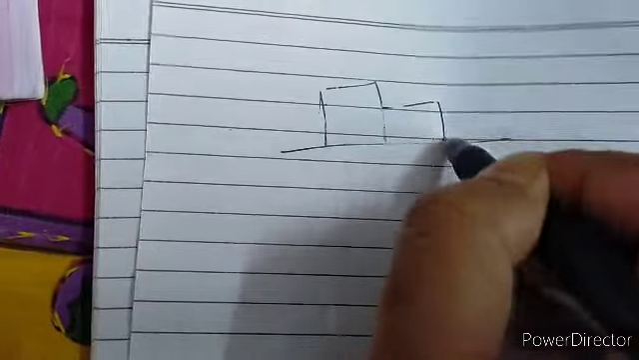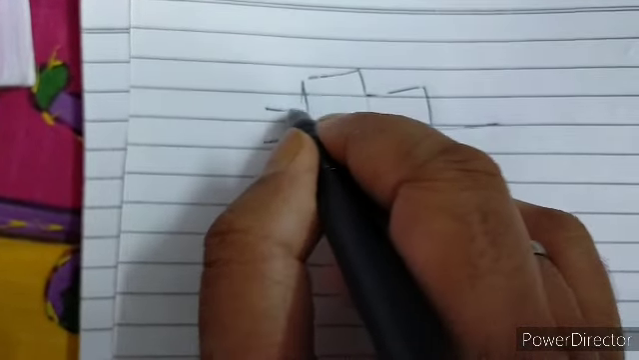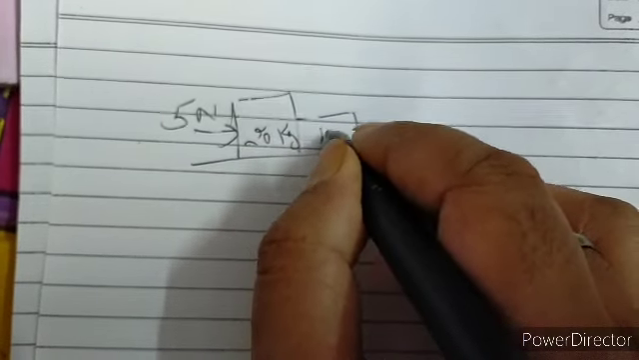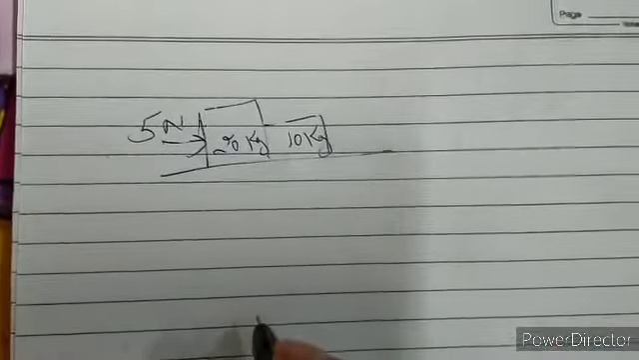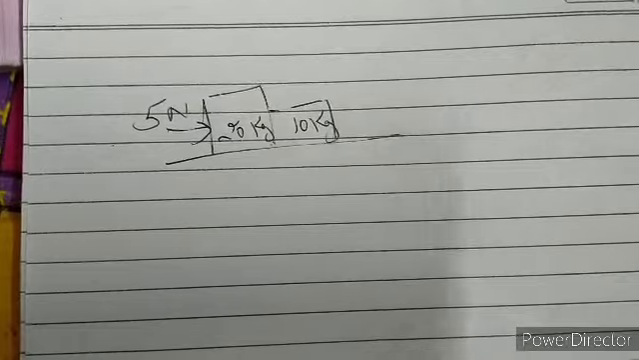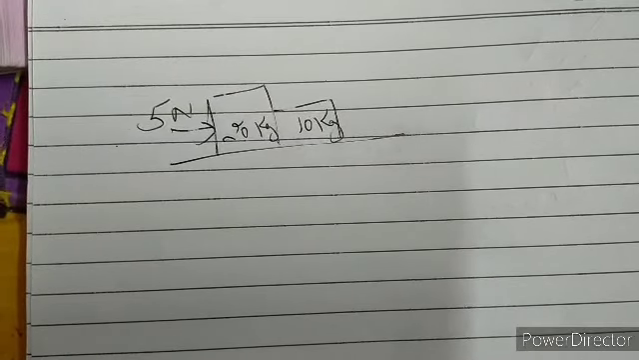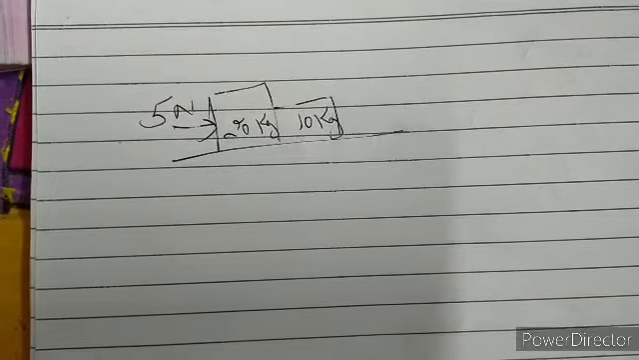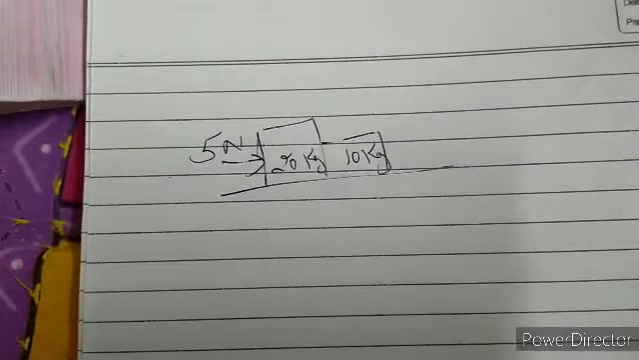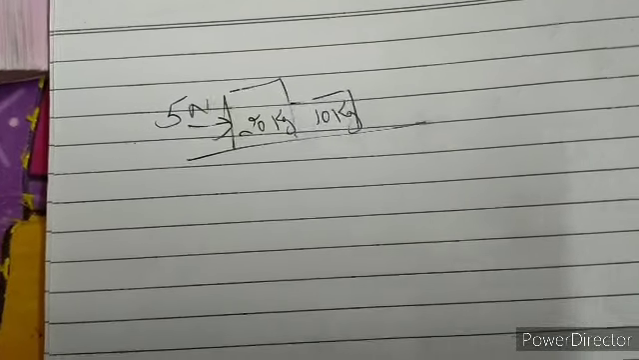Now see another question. There are two blocks. Force is applied from this side, 5 Newton. This is 20 kg, this is 10 kg. Now we have to find out the force by which the second block will press the first block.